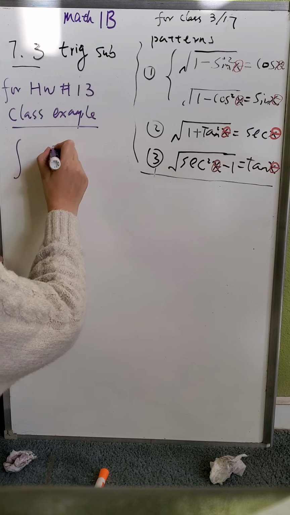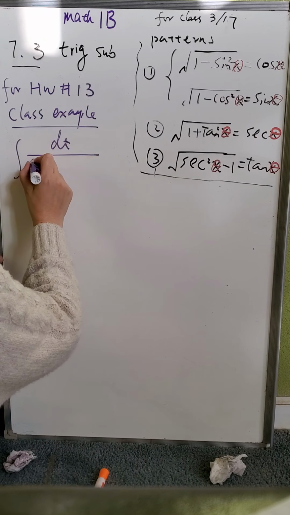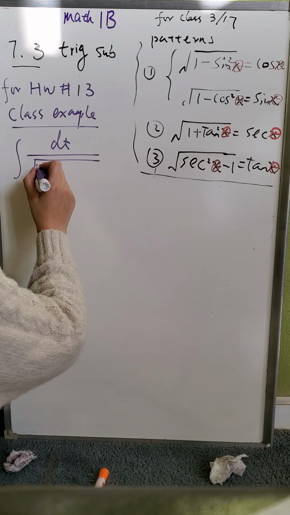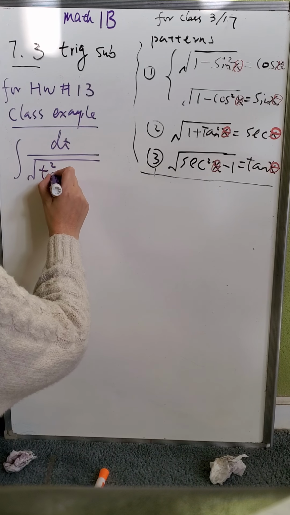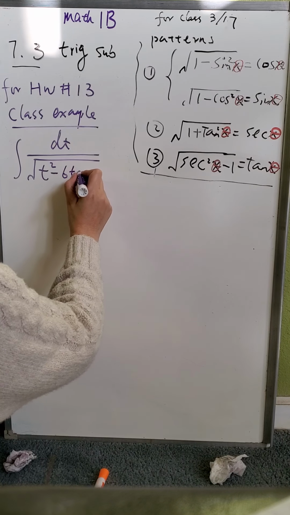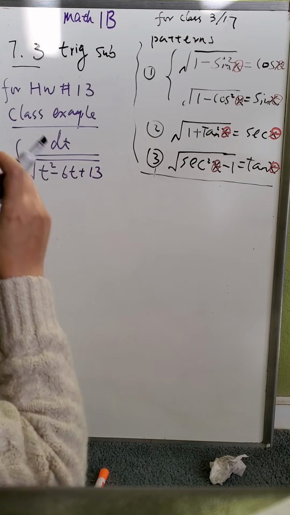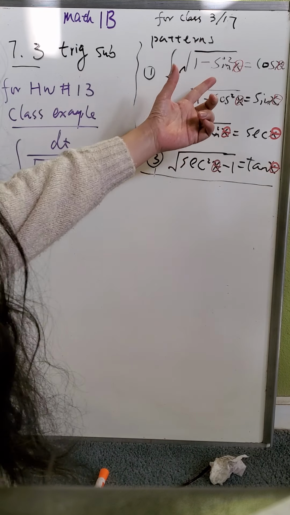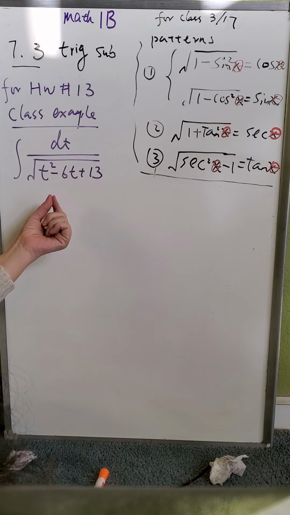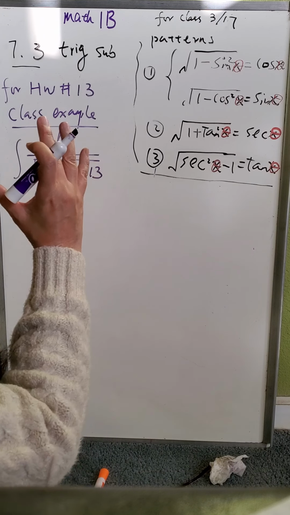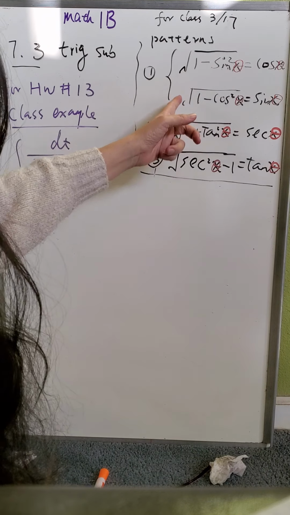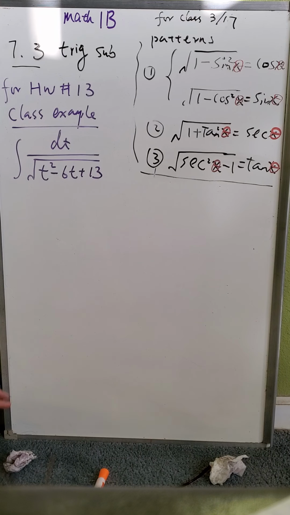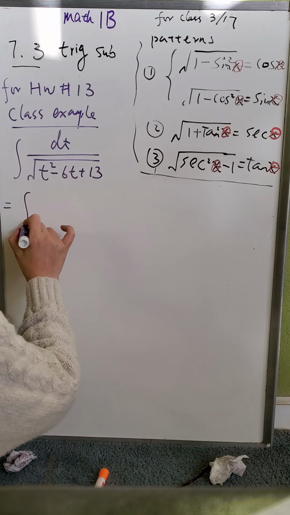The problem is to integrate dt over t squared minus 6t plus 13. Nothing like this here, right? There's no square here, just this one square, but that doesn't mean anything. So you need to make it something squared and then plus 1 or 1 minus. So we're going to use a technique called completing the square, that we learned in Math 35.